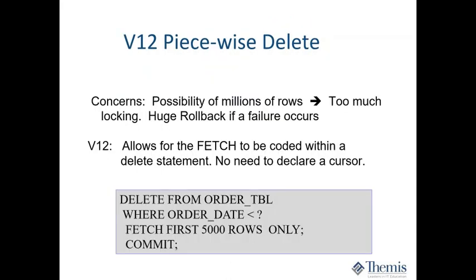So version 12 introduces what they call a piecewise delete. Piecewise delete takes that fetch first syntax that came from the select statement and allows you to apply it to a delete. Here I'm doing a normal delete with the where clause, and I say fetch first 5,000 rows only. It says only delete the first 5,000 rows that it finds that meet that criteria, and then take a commit. If I have 1 million rows to delete and I want to do it 5,000 at a time, I'm just going to run this same statement a bunch of times until we're done, right? It allows you to limit the scope of the delete, and the main reason you would do this is to avoid doing too much without a commit.